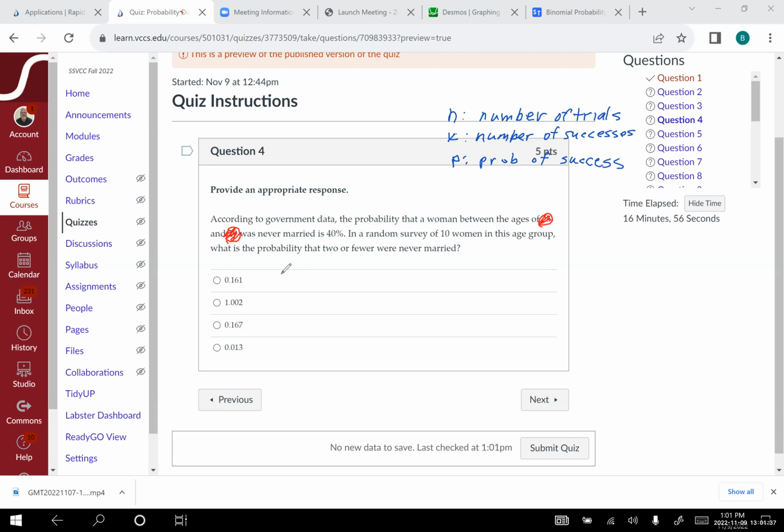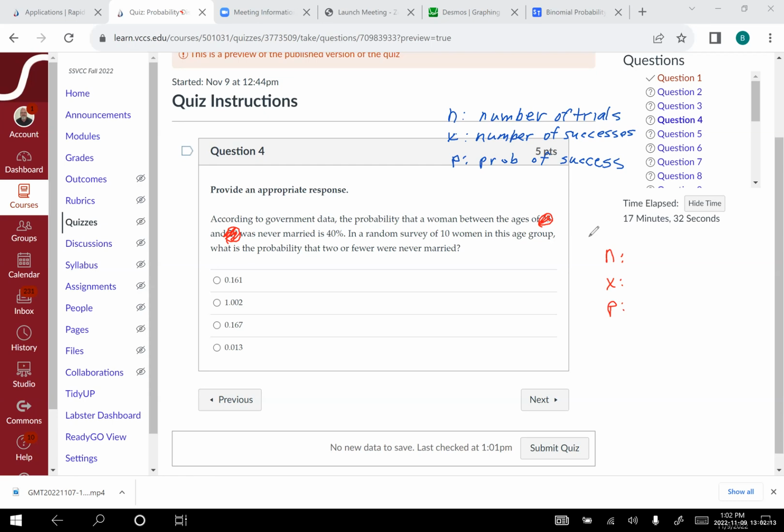But anyway, the probability of being never married is 40%. If a random survey of 10 women in this age group is taken, so we take 10 as a sample, what's the probability that 2 or fewer were never married? So I'm going to write my numbers over here, so I hopefully don't make the mistake I made last time. I need to identify my N and my X. And when I write my X down, I'm going to write whether it says fewer, more, exactly, and then I'm going to write my P down.